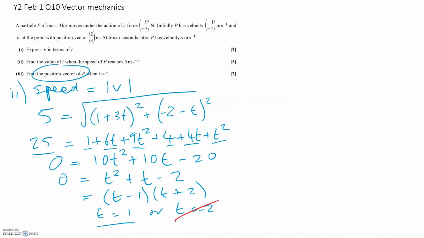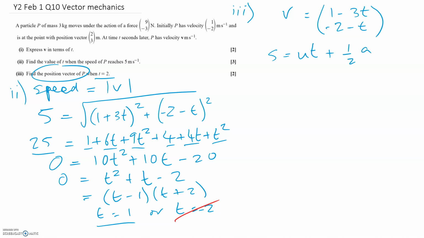In part 3, we need the position vector when t equals 2. So we'll do that up here. Don't forget that from part 1, the velocity was 1 plus 3t minus 2 minus t. When we're talking about position vectors, it's the displacement we're going to need to work this out. And so we're going to need to use s equals ut plus half at squared, I think. And this is going to give us our displacement from the start.